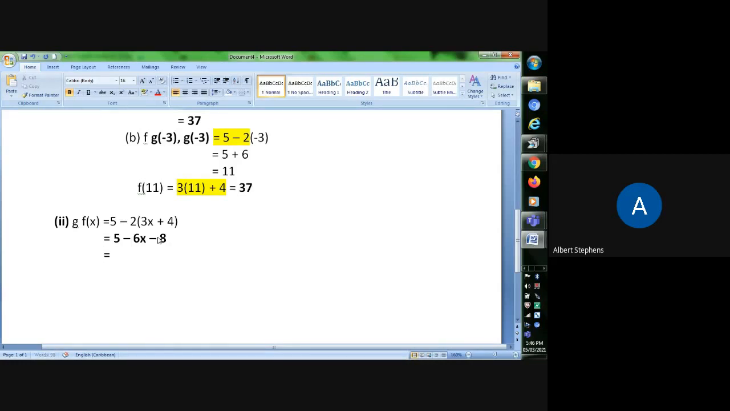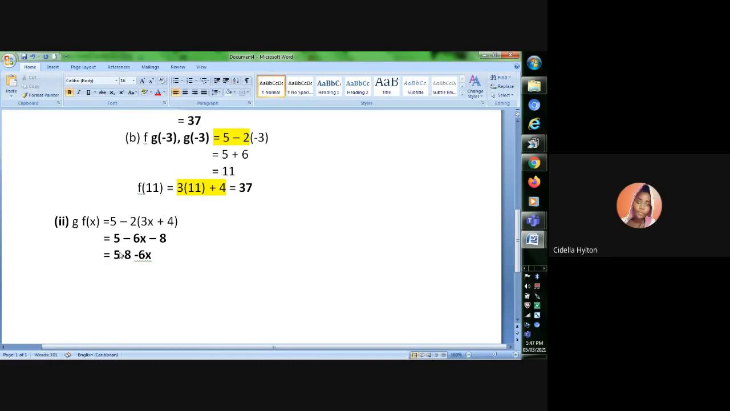All right. Don't worry yourself if you don't get it right. Try it. Next thing we do, we're going to group like terms. So we see that the 5 and the negative 8 can go together, the 5 and negative 8, and then you have negative 6x.